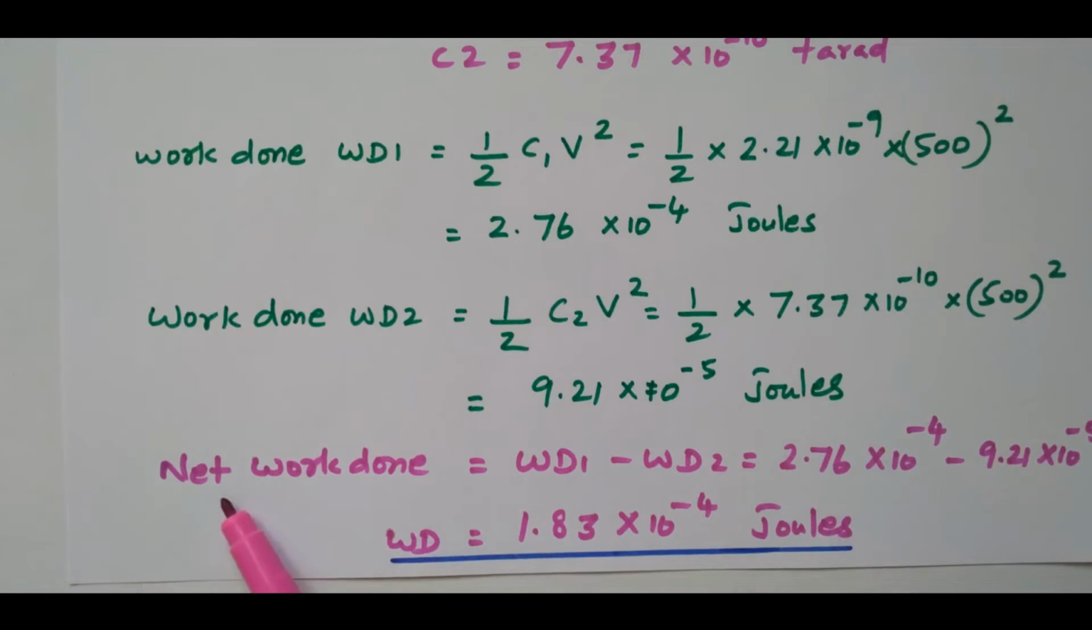Then what is the net work done? The difference between these two, WD1 minus WD2. We need to subtract these two values. So what we got is 1.83 into 10 to the power minus 4 joule. This is the net work done by moving the distance between the plates from 1 millimeter to 3 millimeter. This is the total work done. Net work done, 1.83 into 10 to the power minus 4 joules.